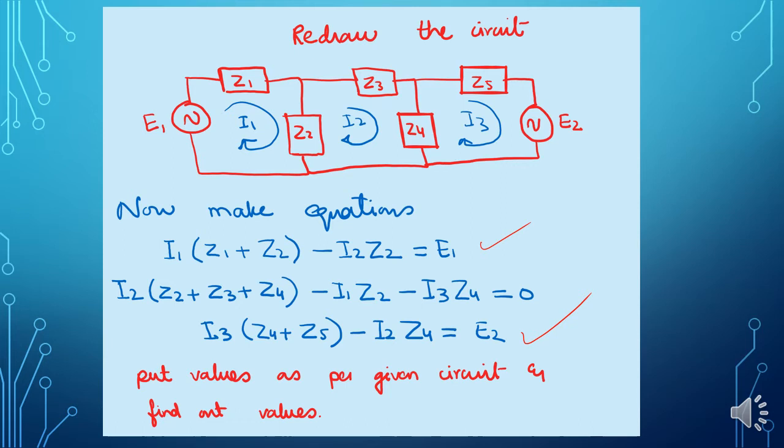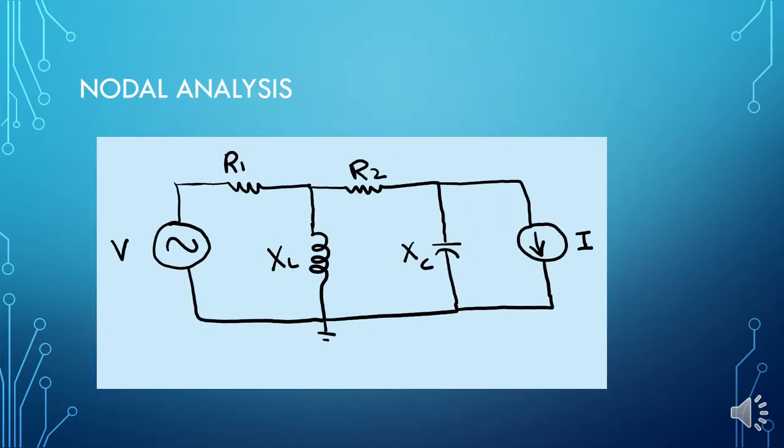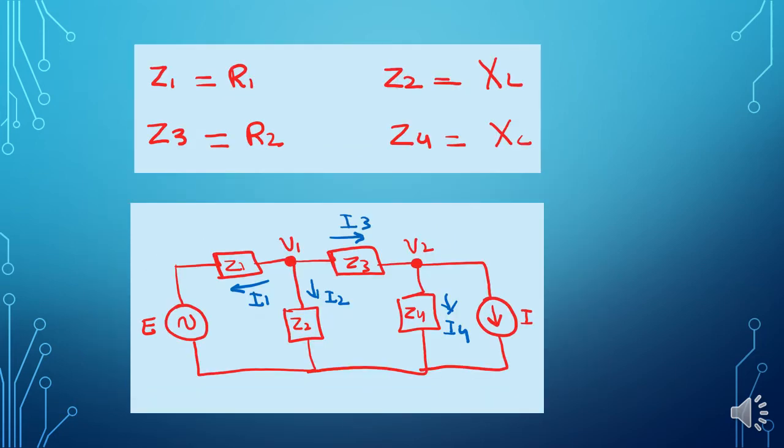If we have a circuit which can be easily solved using mesh analysis, we have to do that. Now the next one is nodal analysis. In nodal analysis, as you know, we have to make the nodes. If we see this circuit, we are going to make these two nodes, V1 and V2. Now again we are doing the same. We have to write Z1, Z2, Z3 and Z4. But in this case, luckily we have one component for each impedance. It doesn't have anything in series. It is a simpler circuit.